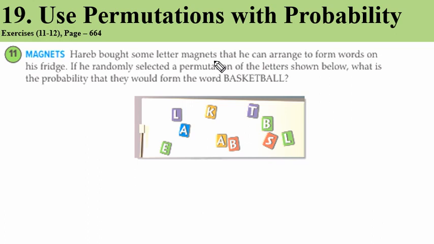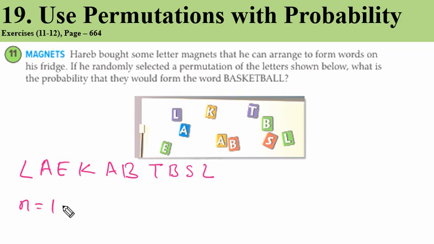Harry bought some letter magnets that he can arrange to form words on his fridge. Let me write down these letters in a line so we can understand this better: LAE, KAB, TBSL. That's how you will have to do it in your exam. Let's count how many total letters: 1, 2, 3, 4, 5, 6, 7, 8, 9, 10. So n is equal to 10, the total number of letters.